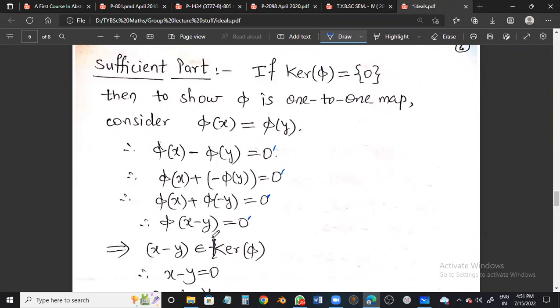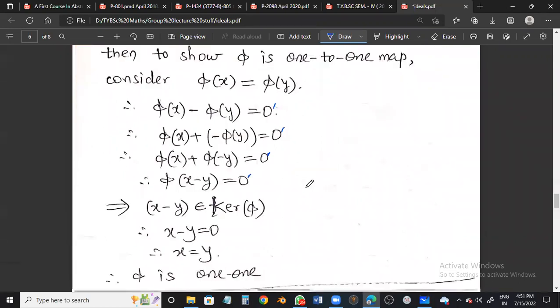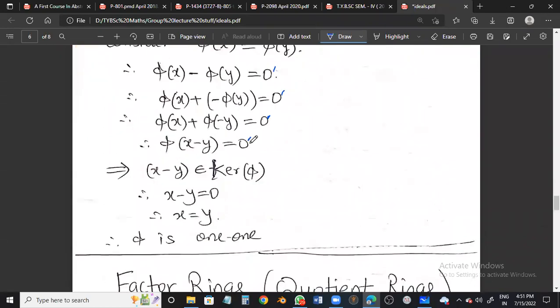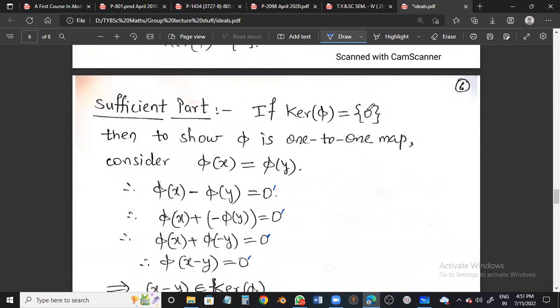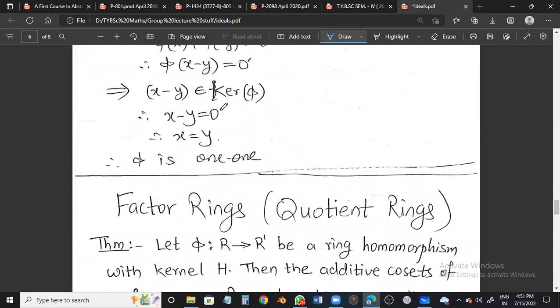So x minus y belongs to the kernel of phi. Its image is 0, means it is a member of the kernel. But x minus y belongs to the kernel and your kernel is having only one element, 0. Means x minus y must be 0. So x is equal to y. Thus you get phi is 1-1.